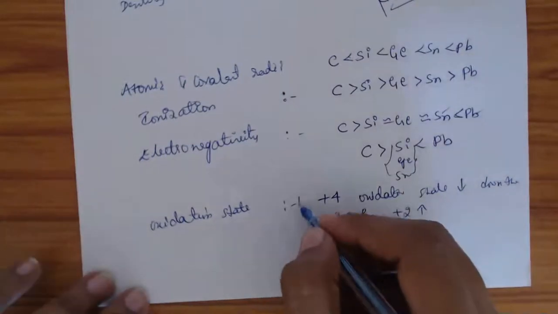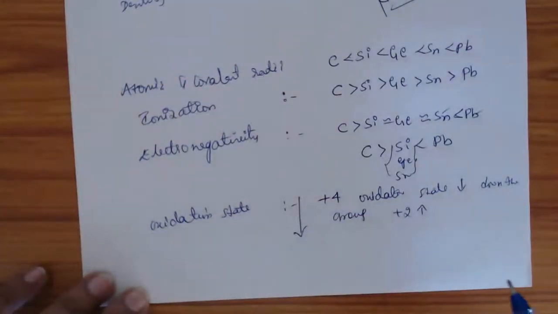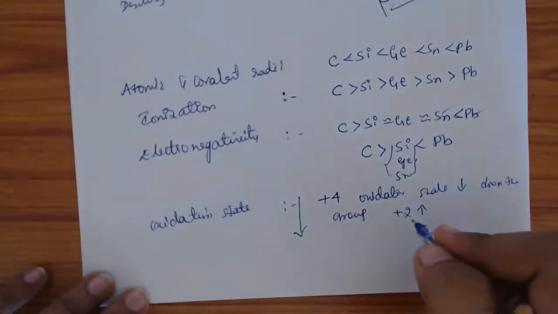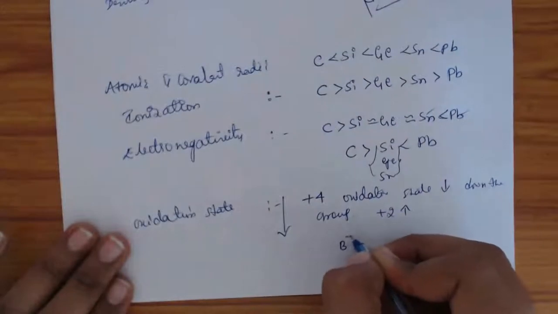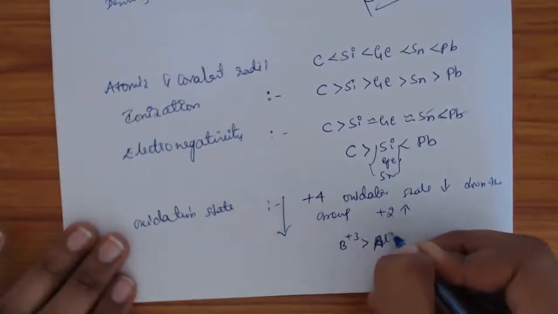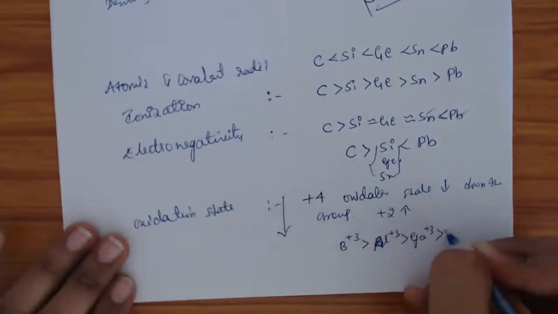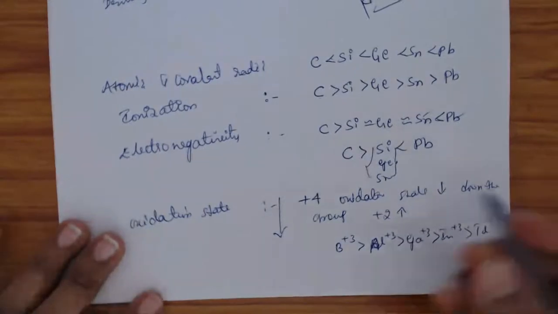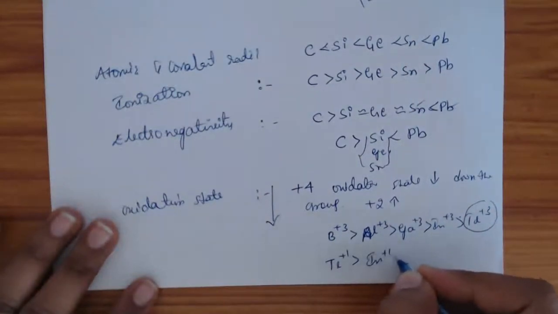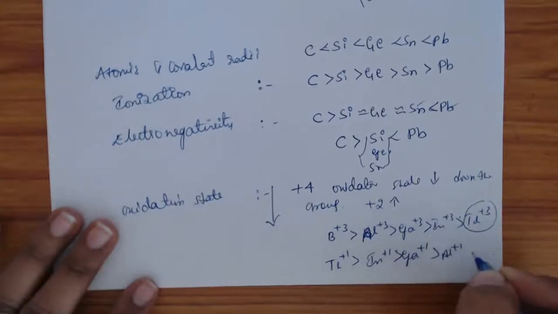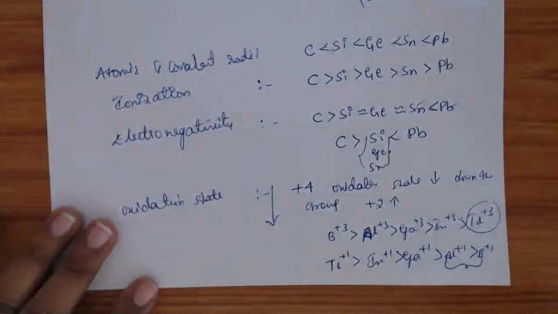So, students, as we move down the group, the stability of the higher oxidation state decreases and that of the lower oxidation state increases. In the last class also I told you, for boron, aluminium, gallium, indium and thallium, the plus 3 oxidation state is less stable down the group. If we consider plus 1, the stability increases down the group. Of course, boron and aluminium never exist in plus 1 oxidation state. So the stability of the higher oxidation state decreases along the group and the stability of the lower oxidation state increases.